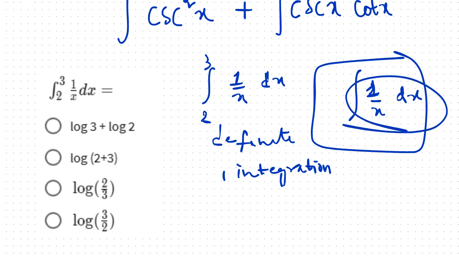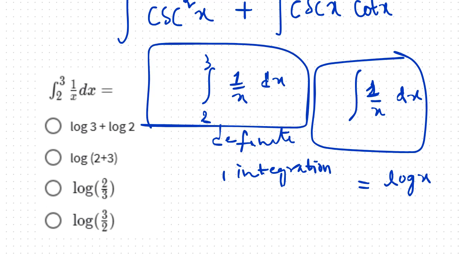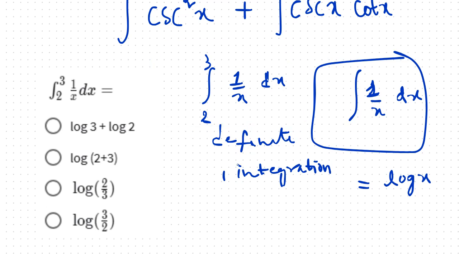So coming back to the main question, 1 by x, right? We know that the value is log x plus c. In definite integration, we don't care about c; we ignore c. So log x is the answer. It's just that you have to write it like this, from 2 to 3. This 2 and this 3.